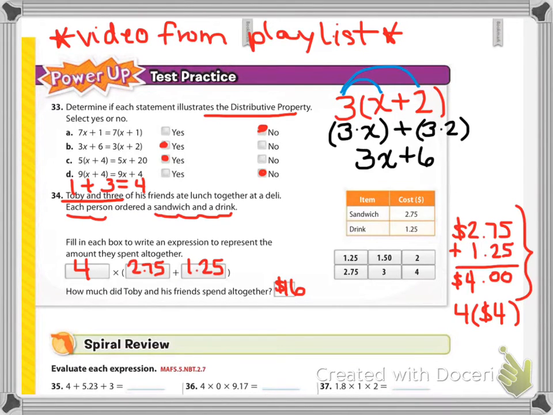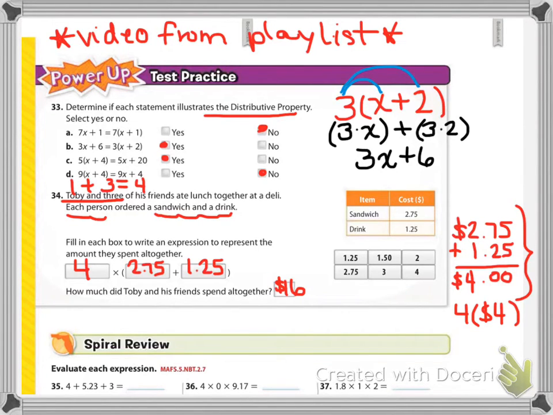Notice the word problem 34. Sometimes the mistake is reading Toby and 3 friends and forgetting about Toby. But Toby is one person plus 3 friends, so 1 plus 3, Toby plus 3 means a total of 4 people ate lunch together at the deli.